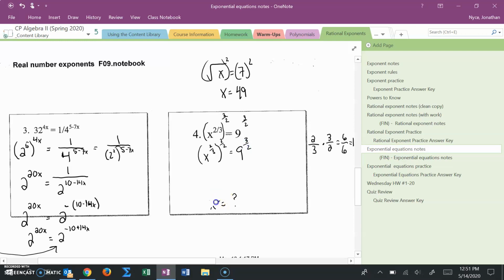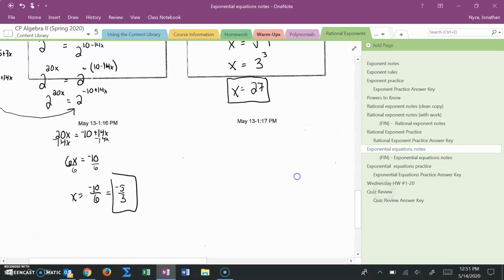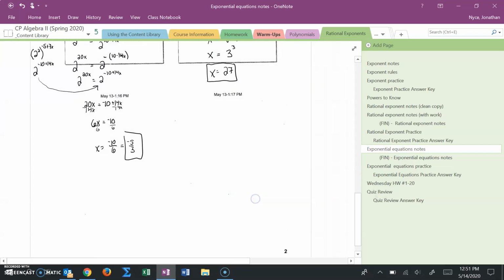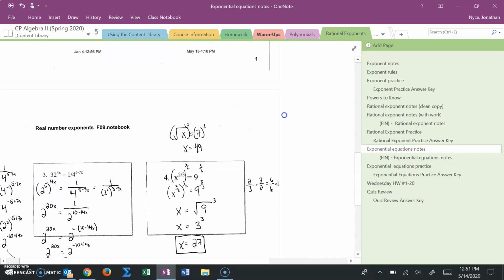And we know that x to the 2/3 times x to the 3/2 is going to be x to the first. And here, then it's just a matter of simplifying 9 to the 3/2, which we know we can rewrite as the square root of 9 to the 3rd power. And the square root of 9 is 3, to the 3rd power gives us 27. And that's it. Again, the key there is just to get your bases to be the same.